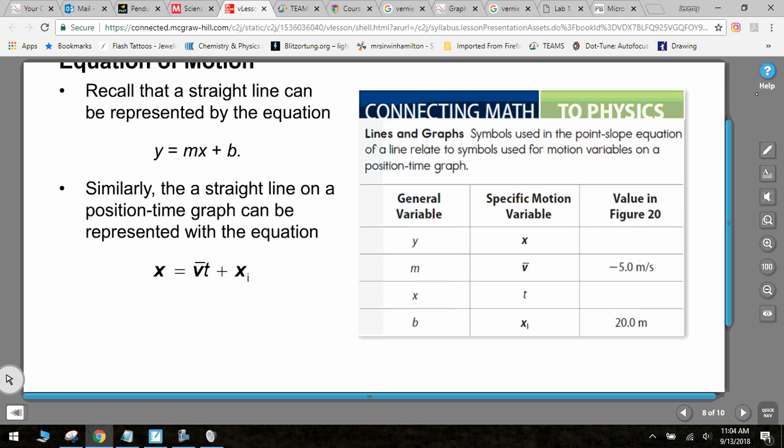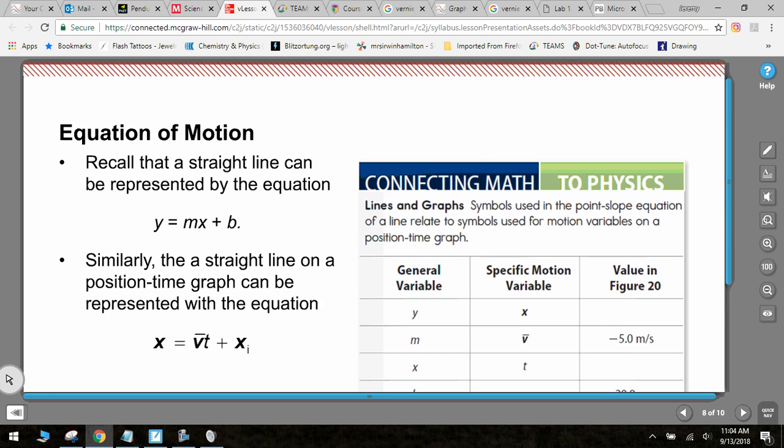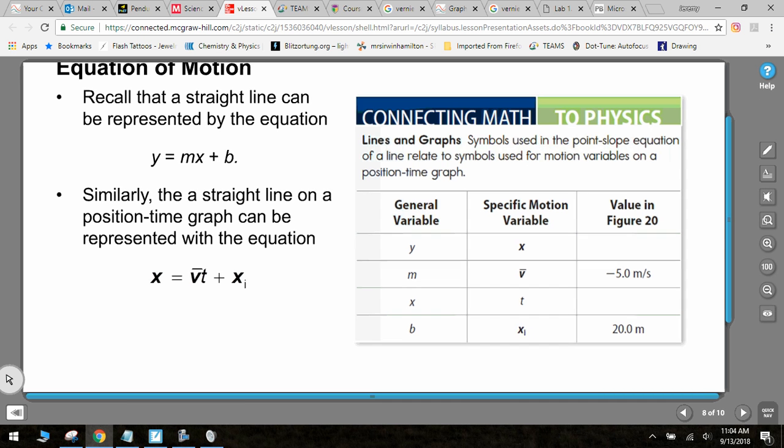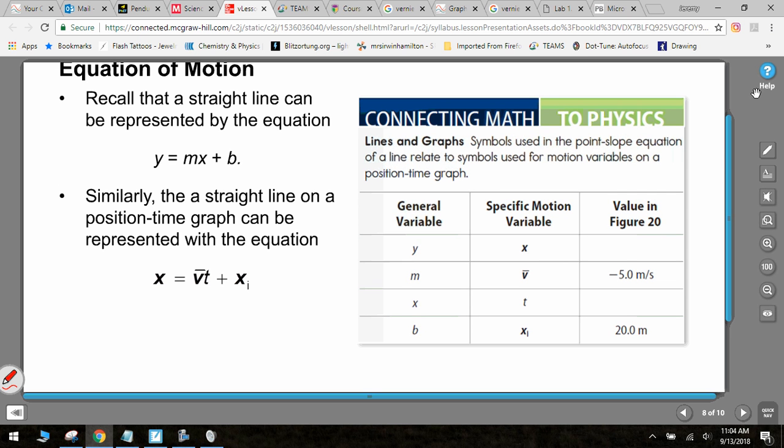Okay, it says, recall that a straight line can be represented by the equation y equals mx plus b. Y'all familiar with that equation? Yeah, slope-intercept form, right? Well, we can rewrite what we had before as an equation. So the graph of a straight line on a position time graph can be represented by this equation. This is an important equation.